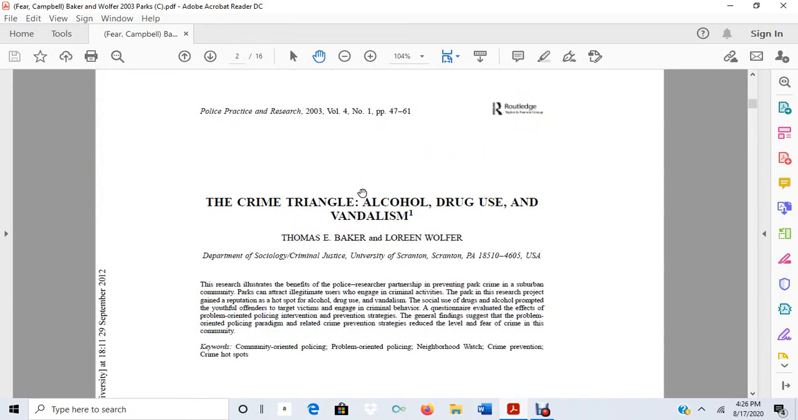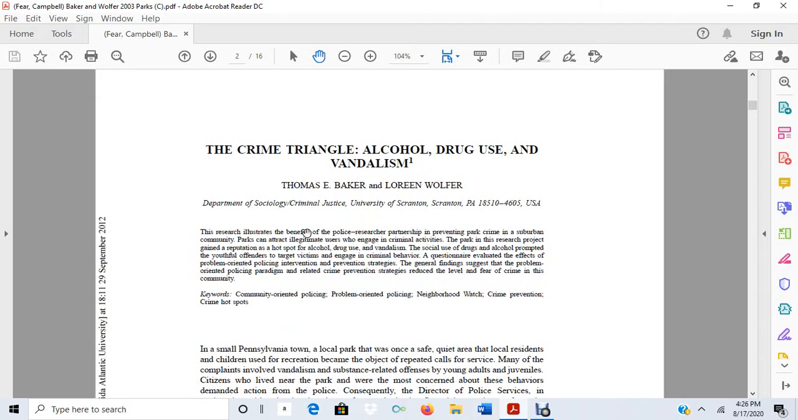All right, but this is the first page of the article. So you can see the title is The Crime Triangle, Alcohol, Drug Use, and Vandalism. And it was written by Thomas E. Baker and Lorene Wolfer. So those are the authors, and they are at the Department of Sociology and Criminal Justice at the University of Scranton in Scranton, Pennsylvania. Most academic articles are written by college professors. I don't know Baker and Wolfer personally, but I assume that they are professors at the University of Scranton.